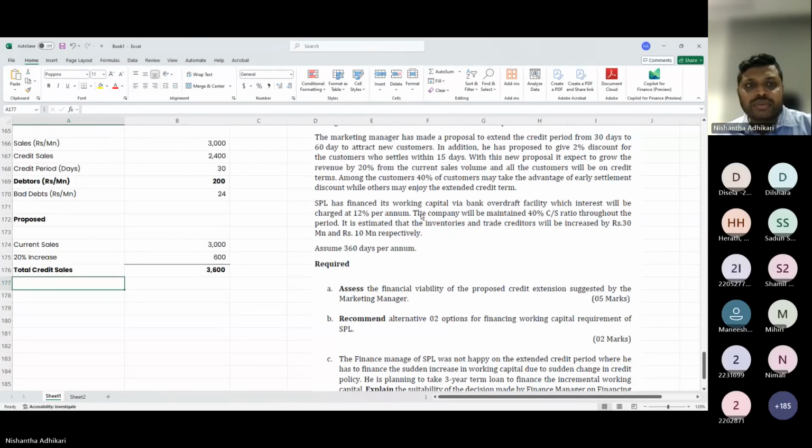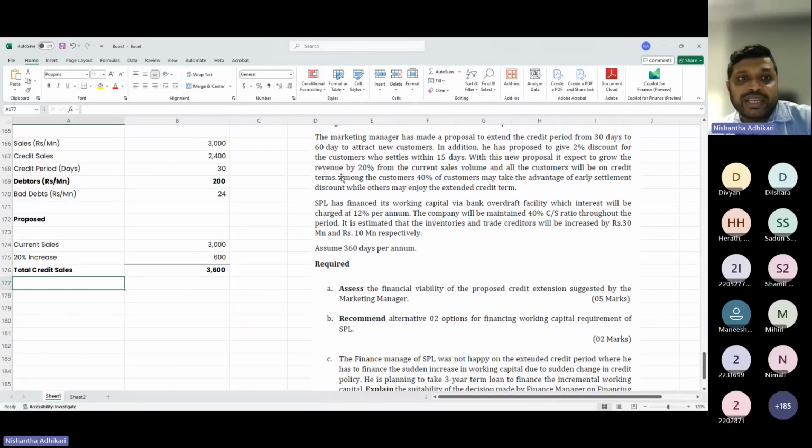You said that 3,600 will be the total sale, no? You have mentioned 3,600 is a total sale, no? Total credit sales. You have to read the question carefully first. Because it says, with the new proposal, current sales volume and all customers will be on credit terms. All customers will be on credit terms. Right? Therefore, all sales, 3,600 million, will be credit sales.